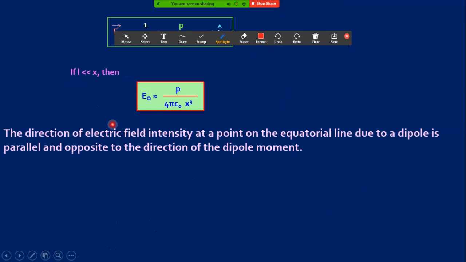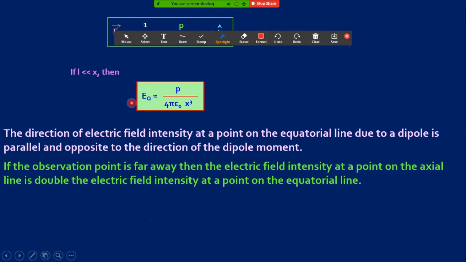And there are some special cases for the determination of electric field intensity on the equatorial line. Let's see what will happen if L is very much less than X. Yes, we are getting this equation for that case. This is a very special case.